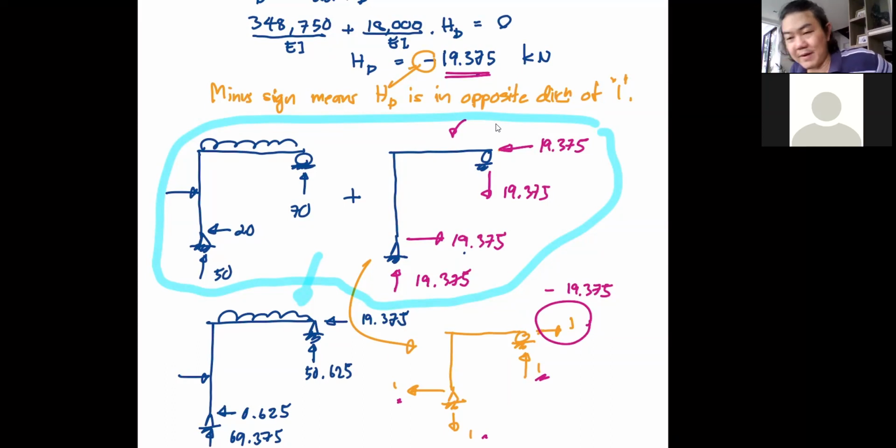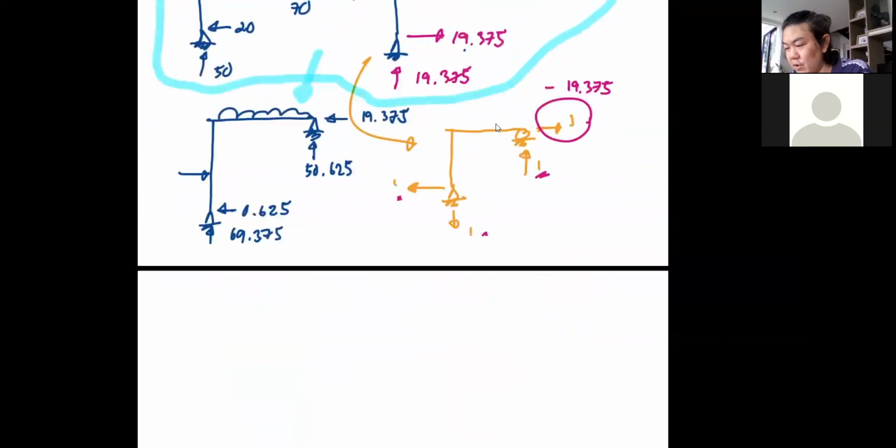Again, you don't have to do this, but many students like this and it kind of makes you look cool. So you can do this, or you can just apply 19.375 back to the original structure and then recalculate the reactions. But again, you don't have to do it. And after you get this, I still have a page to go.